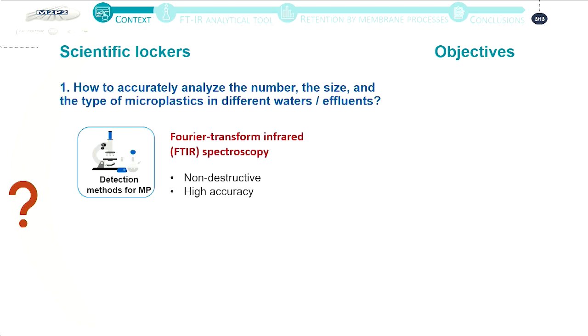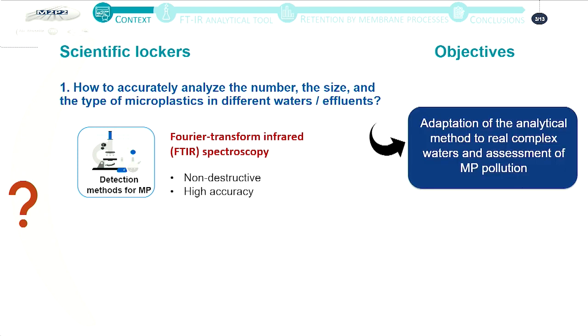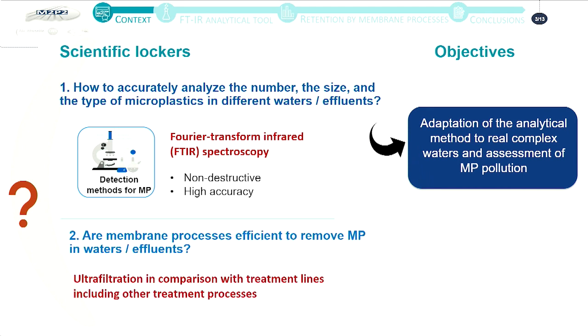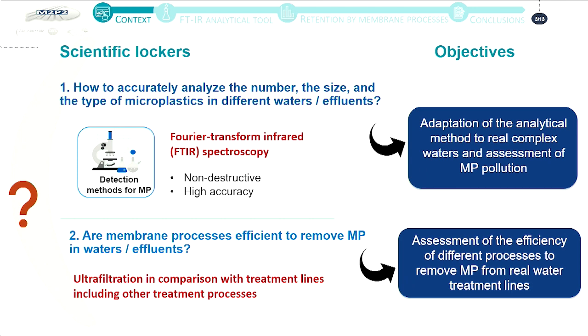The first one was to accurately analyze the number, the size, and the type of microplastic in very different waters. So we decided to focus on waters using FTIR spectroscopy, but we needed to adapt this analytical method to real complex water and assess the microplastic pollution in these samples. The second objective was to assess the efficiency of different processes to remove microplastic from real water treatment lines, and we did a focus on the ultrafiltration process, which is a common membrane process with a pore size of 20 nanometers, which theoretically could retain all microplastics.